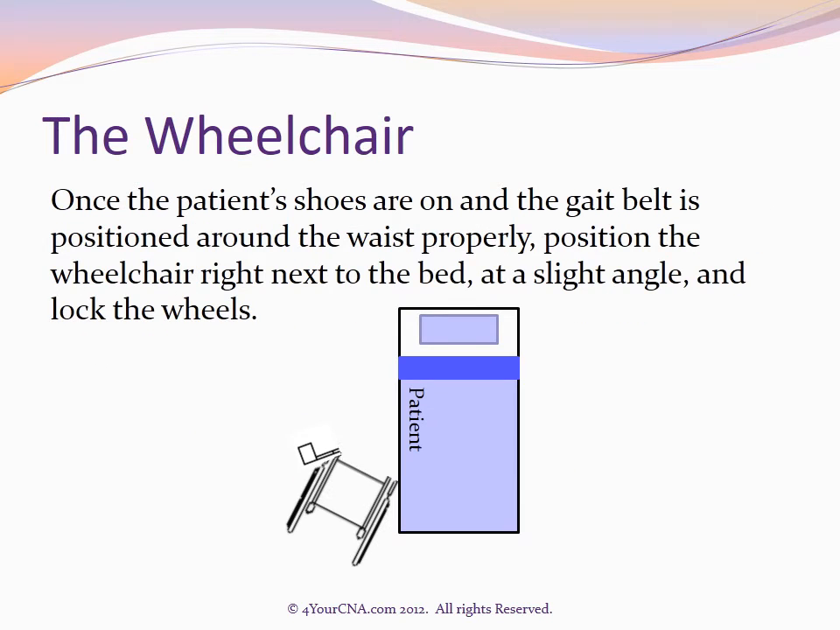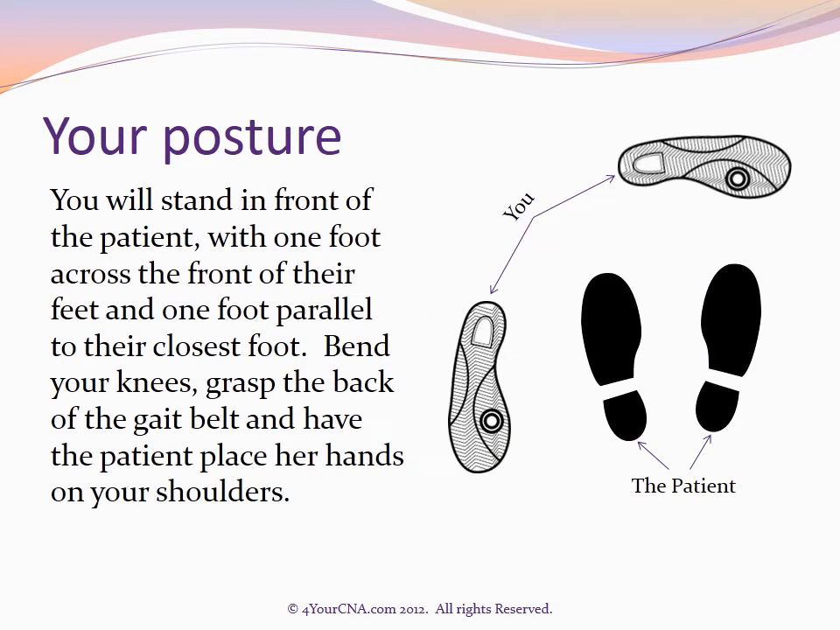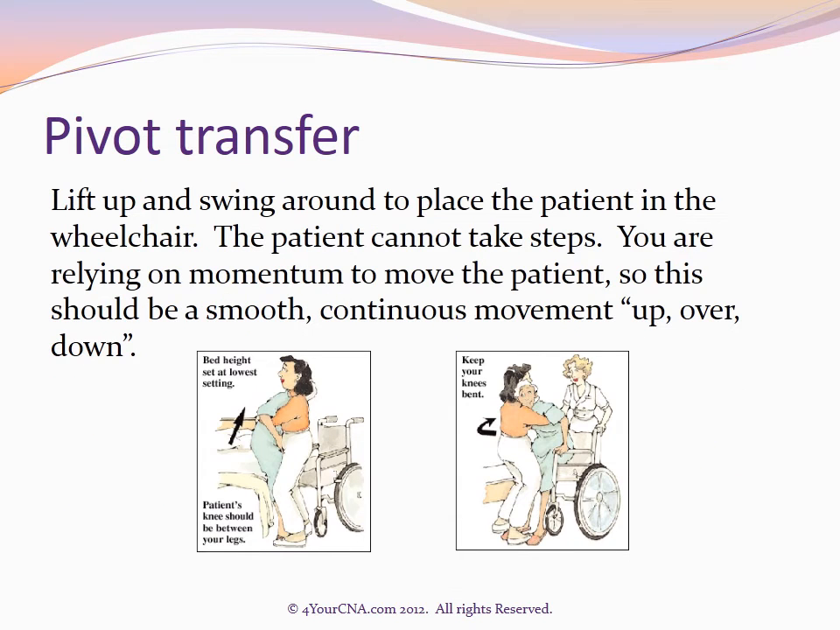Once the patient's shoes are on and the gait belt is positioned around the waist properly, position the wheelchair right next to the bed at a slight angle and lock the wheels. You will stand in front of the patient with one foot across the front of their feet and one foot parallel to their closest foot. Bend your knees, grasp the back of the gait belt, and have your patient place her hands on your shoulders. Lift up and swing around to place the patient in the wheelchair.